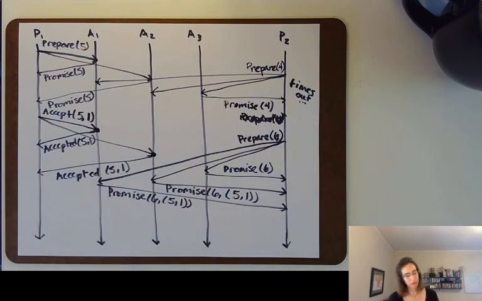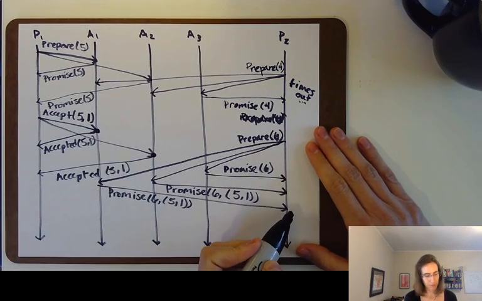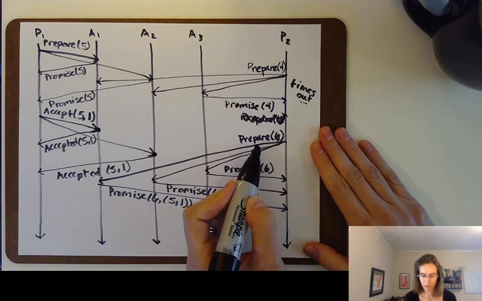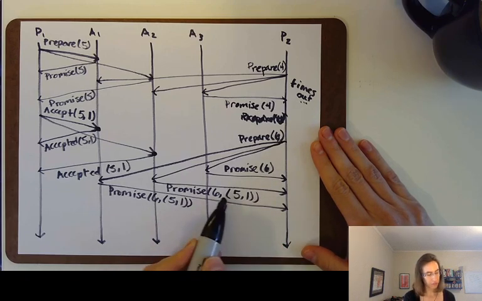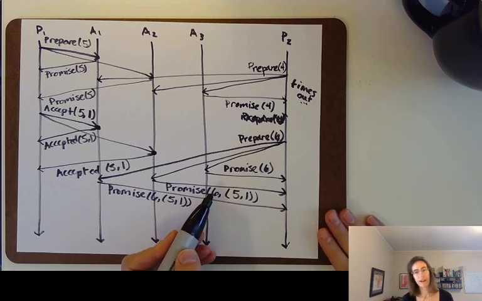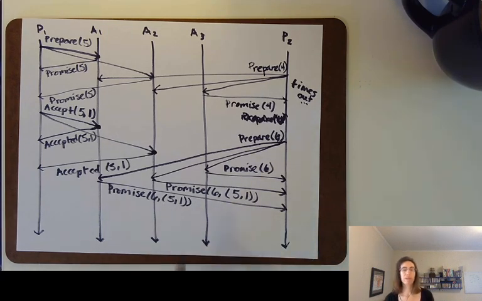Okay, so in this case here, now P2 has gotten promise messages from everybody for its proposal number 6, right? But only one of them is promise 6, and the other 2 have this extra information tagging along, which says, okay, I promised 6, but by the way, I already accepted proposal number 5 with the value of 1. So presumably we did that for some reason, right? We're sending that information to P2 because we want P2 to do something with it.